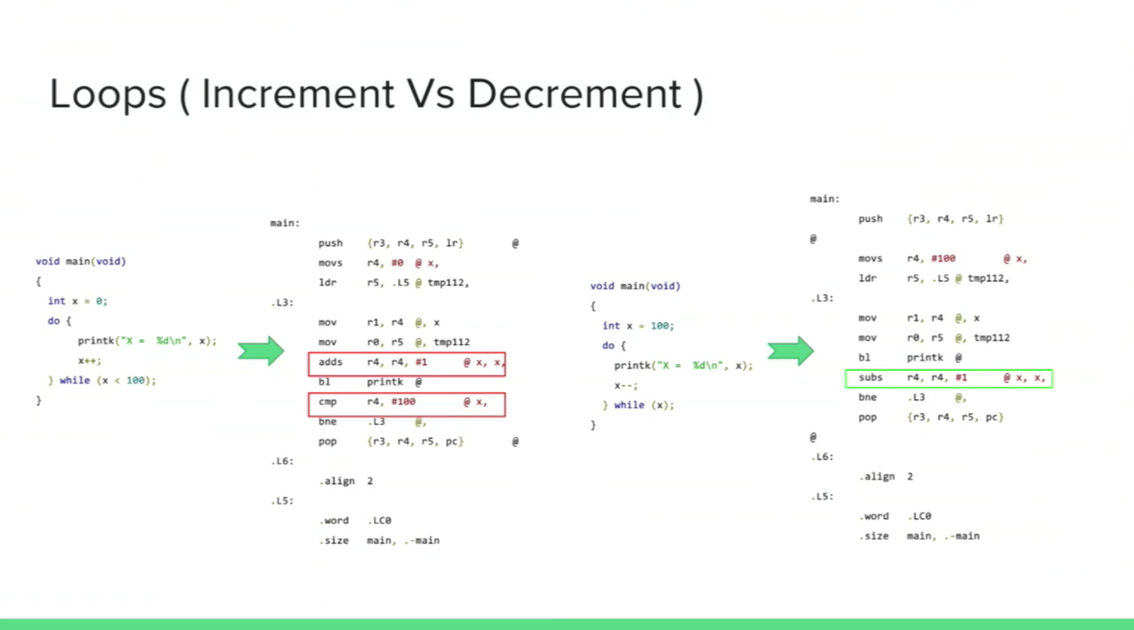But on the increment side, you will see that it has to explicitly make a check against the value 100, which sets the flag, and then you do a branch. So it can save you an instruction.